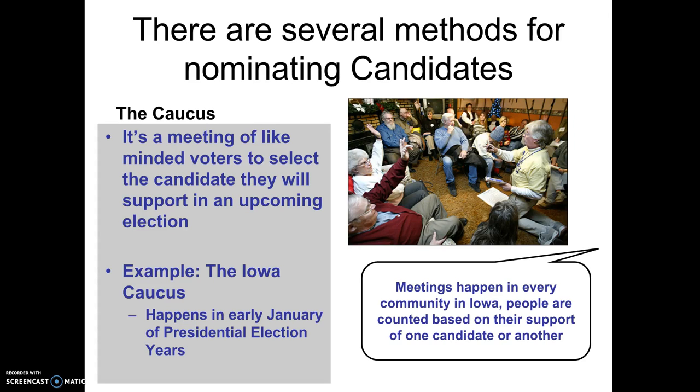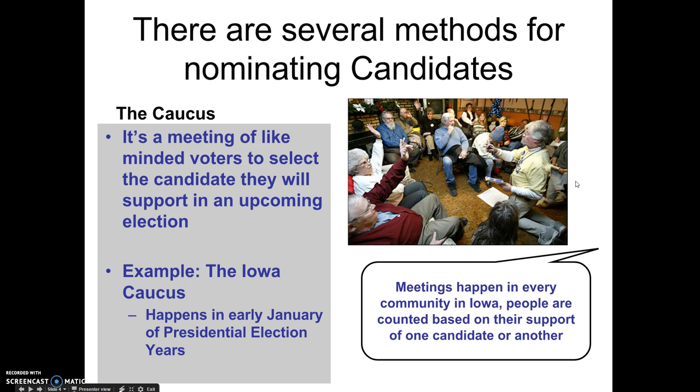The first method we're going to discuss is the caucus method. And as you can see here, this is an image of a caucus happening. You can see that there are several people in the picture. And that's because a caucus is a meeting. It's a physical, face-to-face meeting where voters who are interested in nominating candidates for a political party gather, meet, and are counted. Notice that this man right here is counting the hands, or counting the votes.